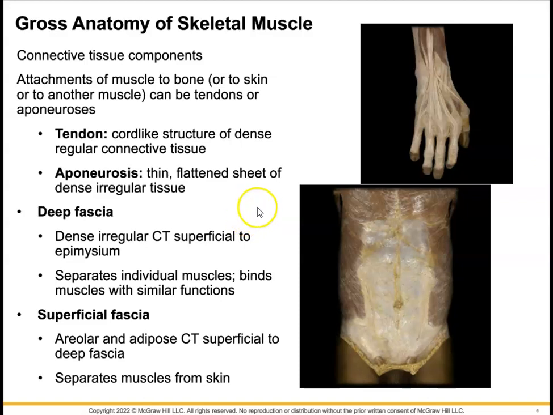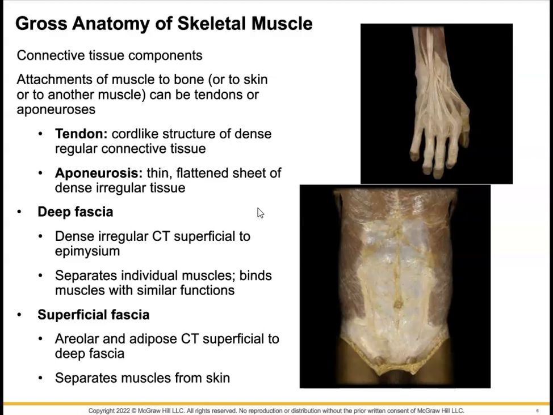Now, your deep fascia is dense, irregular connective tissue that is superficial to the epimysium. So, superficial to, closer to the surface than the epimysium. Do you remember what epimysium was? It was on the last slide. The epimysium, remember, is the covering of connective tissue around the entire muscle. So you would have the deep fascia superficial to the epimysium. It separates individual muscles or binds groups of muscles together that work together, such as your hamstrings.